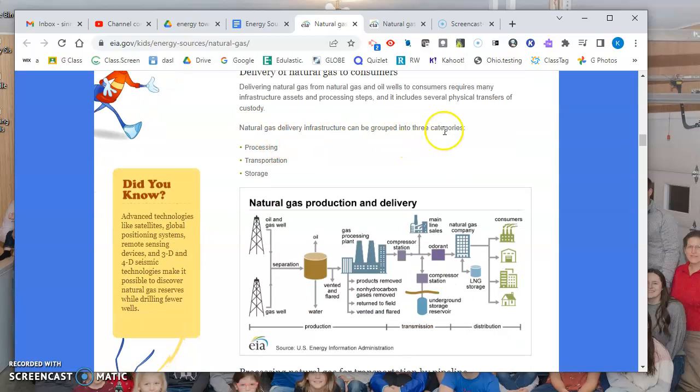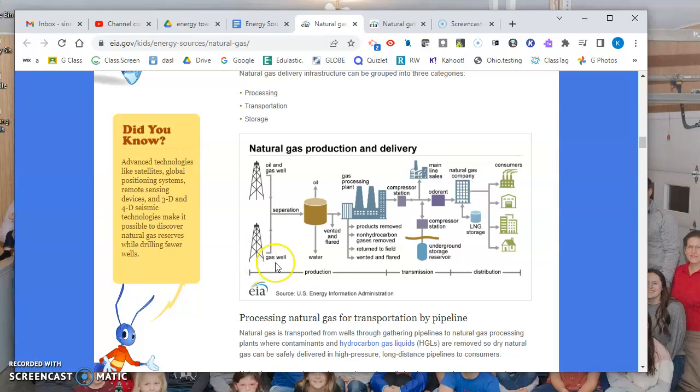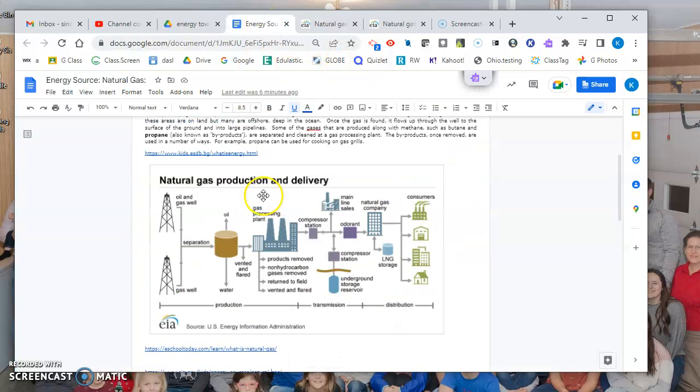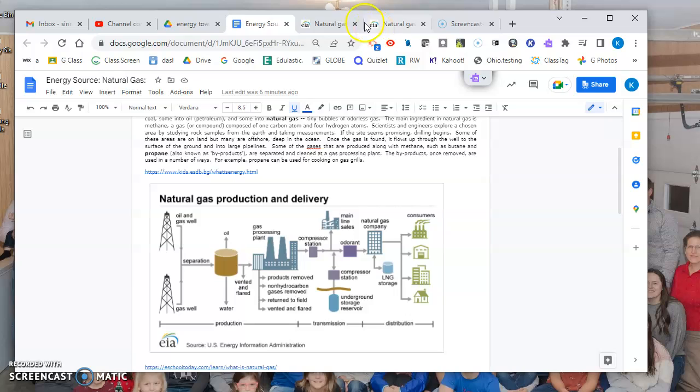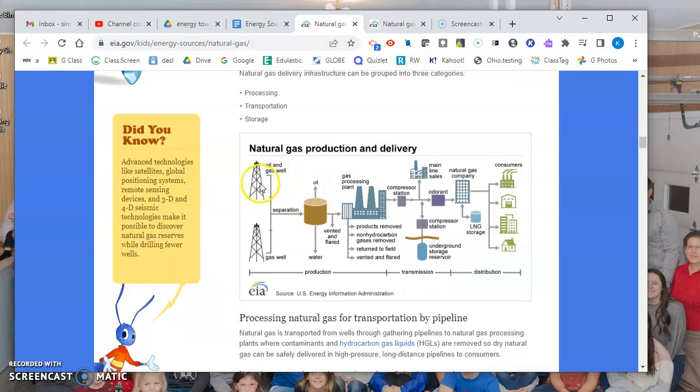So it tells you here, the steps are grouped into 3 categories. They process it, they transport this source, and then they store it or use it. And so if you look at this graphic here, which is the same one that I have over here, it is telling you that it has to be drilled out of the ground. So here's your drill picture that's supposed to represent the drills, oil and gas. It comes up, and then it is separated, oil and water. So this is during the production steps.